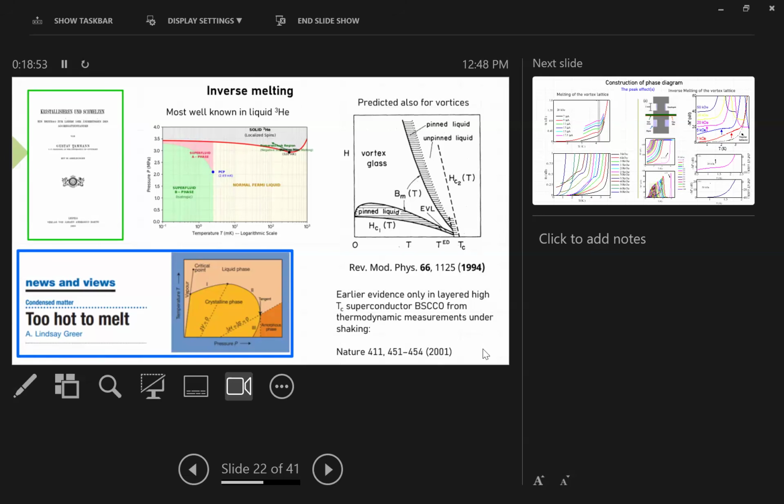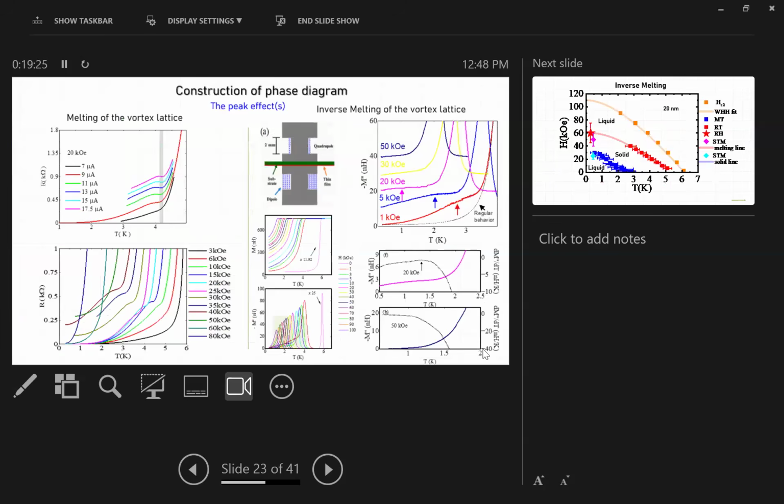The same thing was actually predicted for vortices, I think first by David Nelson and then by many others. However, there have been very few experimental confirmations of this. There was one experimental confirmation from a-Re6Zr from thermodynamic measurement, but here they could never really get a liquid state. So they had to continuously shake the vortices with a dithering field. Now we know that sand also flows if you shake it, but sand, whether it's a liquid or not, I leave it for your imagination.